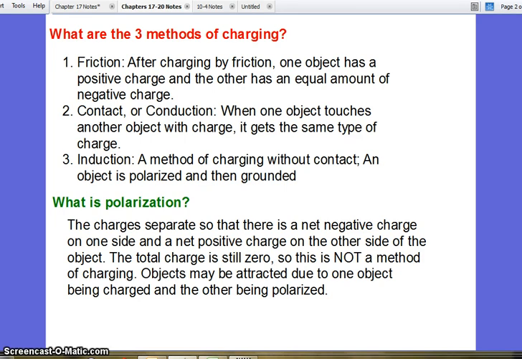The first way to give an object a charge is through friction. This is the most common way that we typically give something charge. If you ever have brothers or sisters, a lot of times you rub your feet on the carpet and that gives you a charge, and then you shock somebody, that brother or sister, as well. So with friction, what happens is you simply rub two objects together. One object will get a positive charge, and the other object will have an equal amount of negative charge, and that is due to conservation of charge.